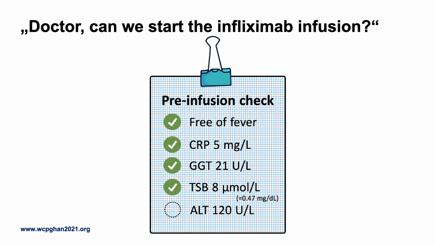Peripheral blood analysis showed normal CRP, gamma-GT and total serum bilirubin. But the ALT was elevated. That is the reason that the nurse at the infusion center now asks you whether she can start the infliximab infusion. What would you advise?